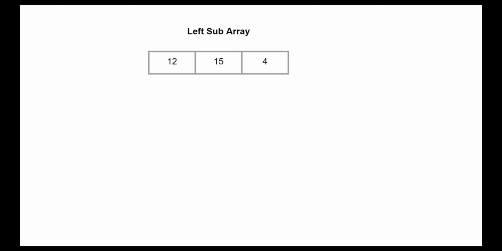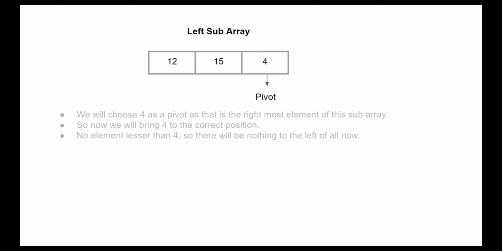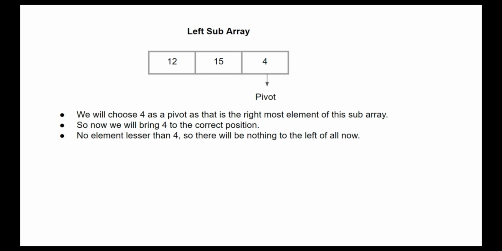First, we take the left subarray. Again, we take an element as pivot. As I already said, we always take the rightmost element as pivot, so the pivot element is 4. When we partition the subarray again, there will be nothing to the left of the pivot because no element is lesser than 4, and the elements greater than 4 are to the right of the pivot.